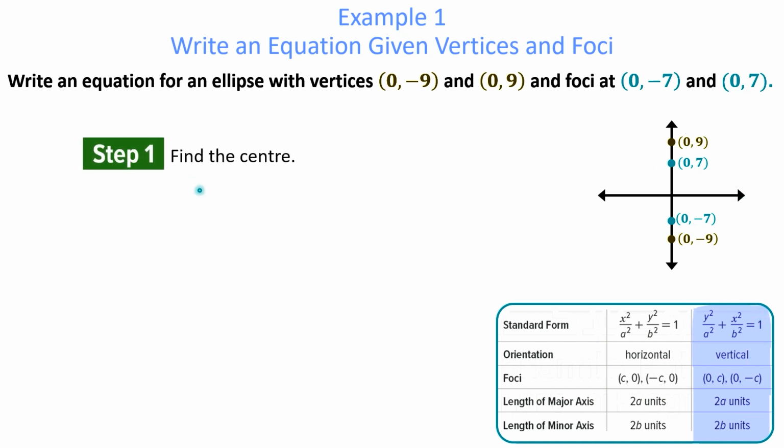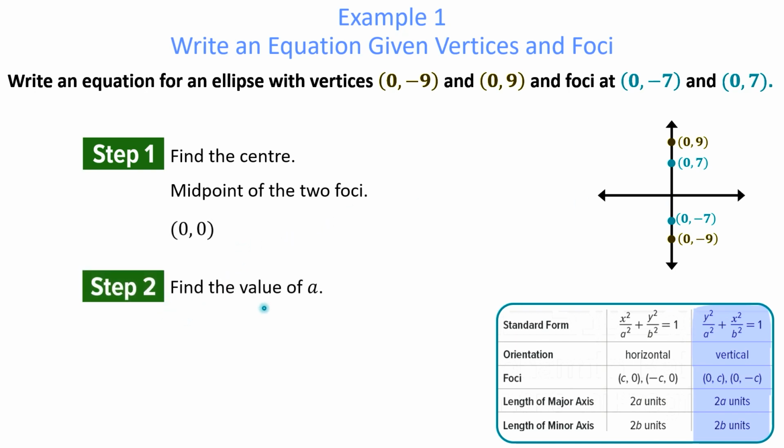Now, step 1 is we want to find the center. And we can find the center by working out the midpoint of the two foci. So we can see the one focus here and the other focus here, and its midpoint would be (0, 0). Now step 2, we want to find the value of a. We know that the length of the major axis is 2a. So we can see here, these are our vertices in blue, and we want to know the distance between them, which will be the length of the axis, and we can see the distance between these two is 18. So if 2a equals 18, that tells us a must be equal to 9.